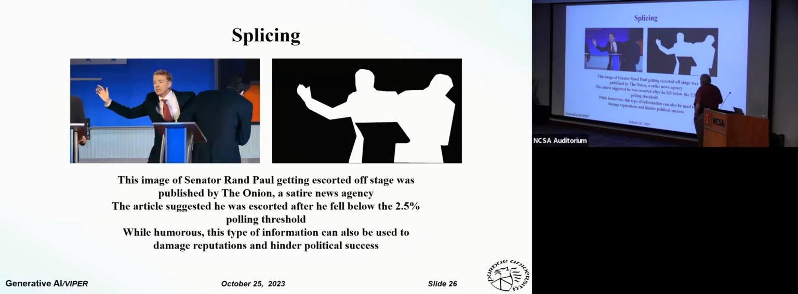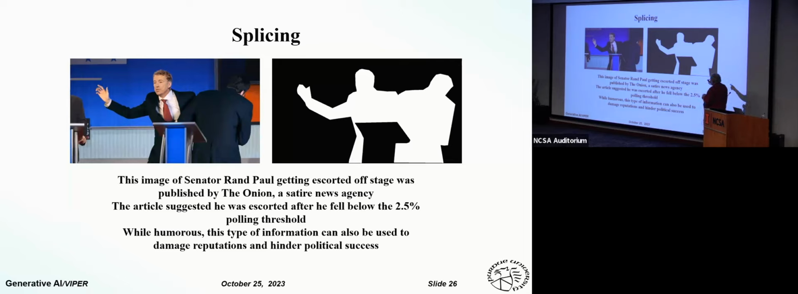So here's an example of splicing. Again, this was from the 2016 presidential election. This is Rand Paul. This was published by The Onion. I don't know how many of you look at The Onion. You should, the lady in the back. Everybody should look at The Onion. It's great. It has a lot of fake news that it publishes in a very tongue-in-cheek manner.